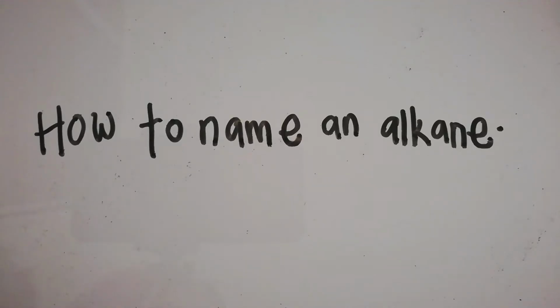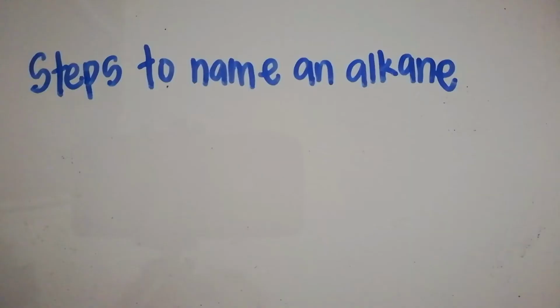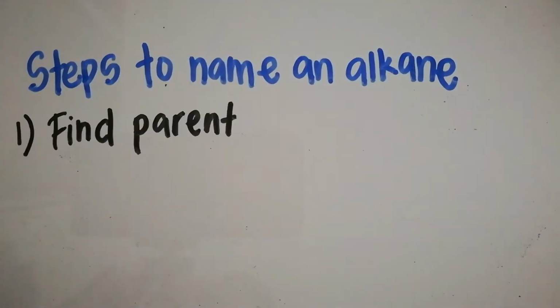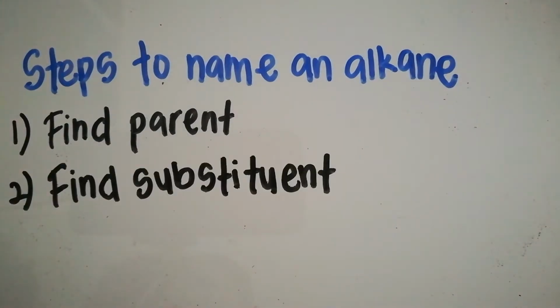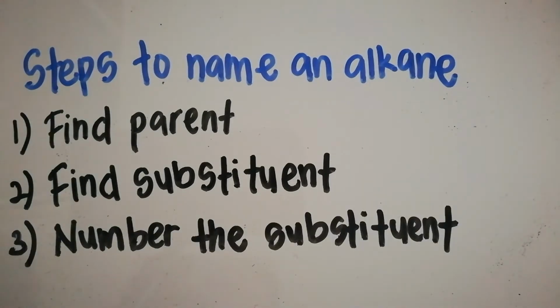Hello guys, so today we're going to talk about how to name an alkane. There are 3 steps to name an alkane. Firstly, you need to find the parent, which we can say is the longest chain in an alkane. Secondly, you need to find the substituent in an alkane. Thirdly, we need to number the substituent.